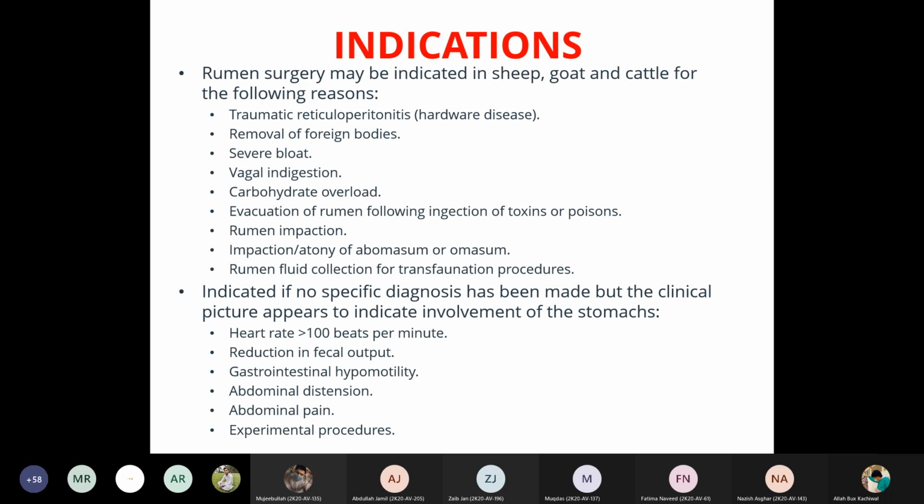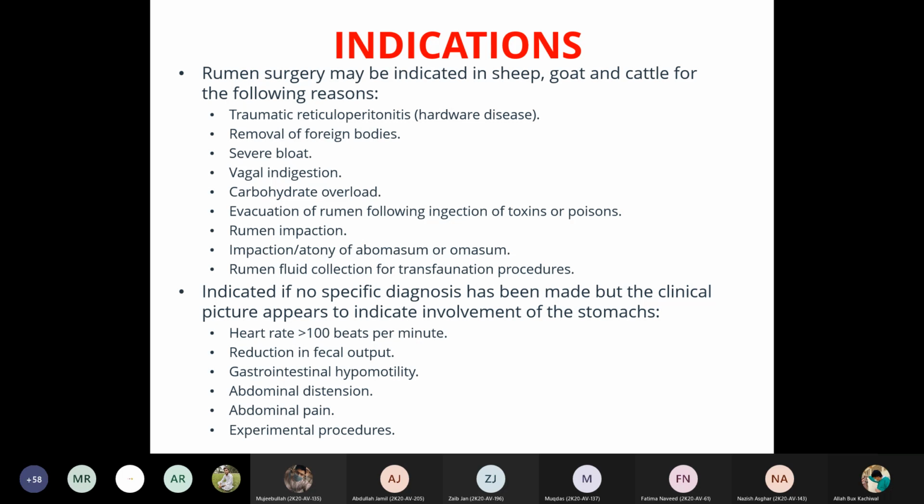Why do we have to perform this surgical procedure? The ruminotomy may be indicated in sheep, goat, cattle or buffalo for the following reasons: traumatic reticuloperitonitis, if any animal has ingested hardware like stainless steel nails or needles that require removal. The removal of foreign bodies like indigestible foreign bodies, plastic ropes, plastic bags, or plastic material, can be done by a ruminotomy. Severe bloat, which is not responding to chemotherapy, can be treated by ruminotomy. Vagal indigestion, causing indigestion due to the vagus nerve, has to be treated by ruminotomy.